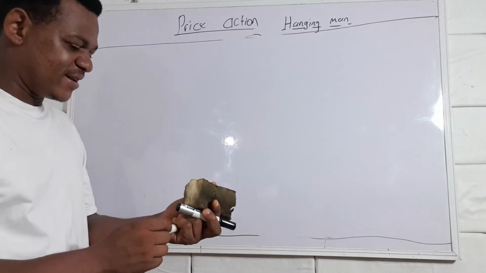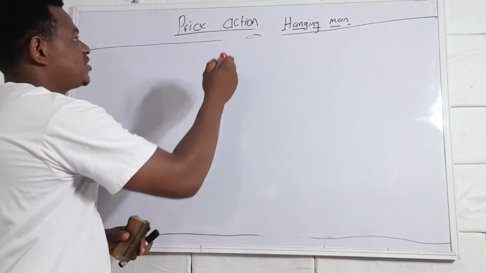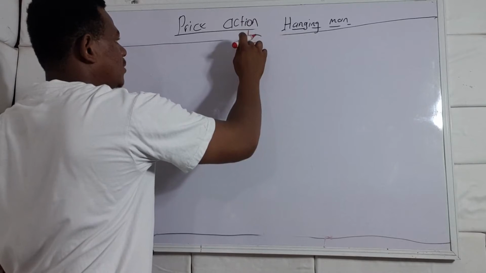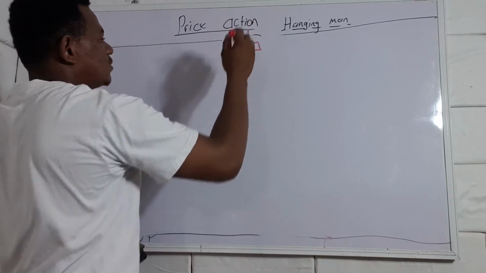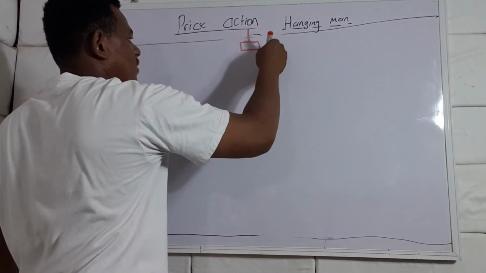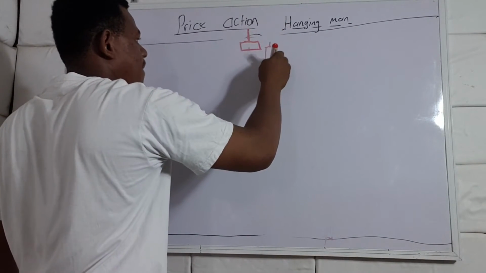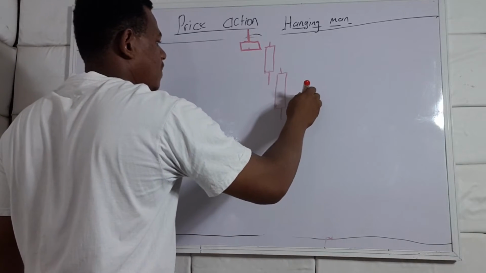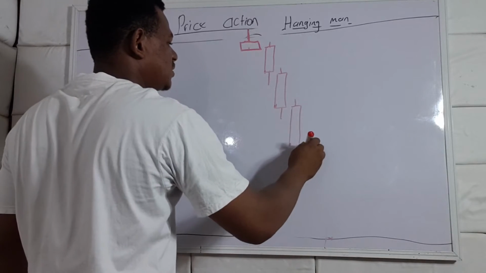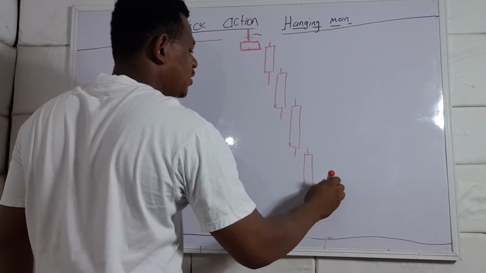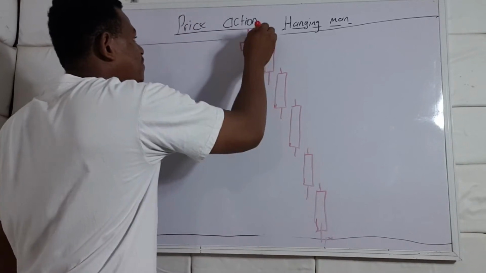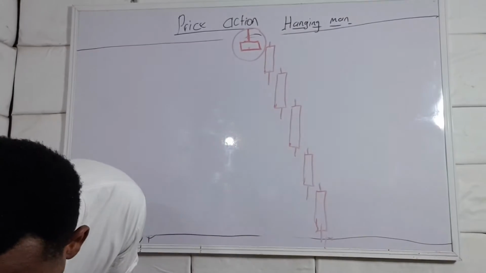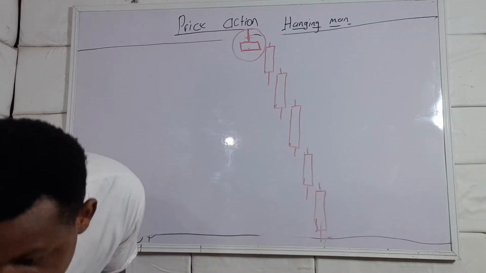So we have an inverse hammer, which is also a bearish formation. We see it like this. We call it the shooting star, or you call it a bearish pin bar. Look at it. Well, it's good for you to know it as a shooting star, so that it won't confuse.